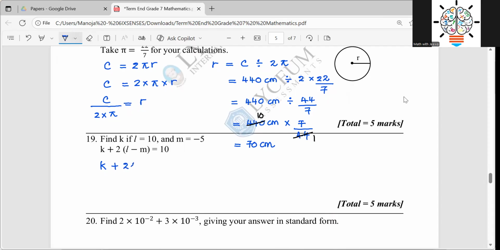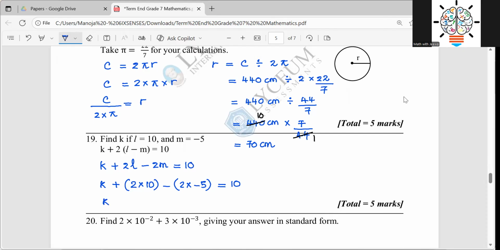So then we can write 2L minus 2M equal to 10. What I did, children? I simplified the bracket. 2 times L, 2L, 2 times negative M, 2M. So then I substitute these values, right? 2L means 2 times 10, right? Then the 2M means 2 times negative 5 and equal to 10.